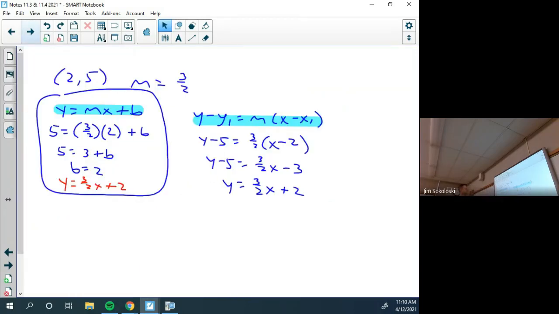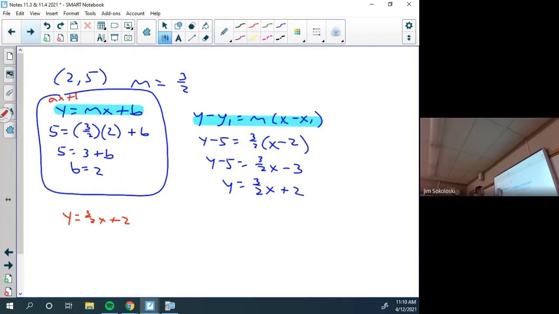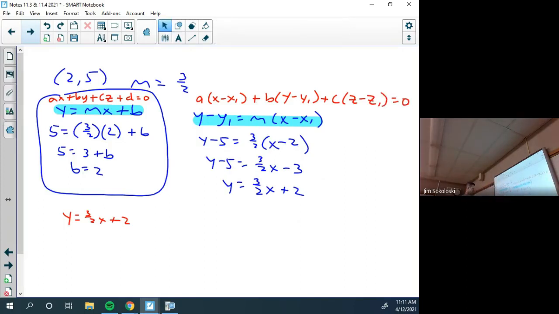All right, so let's say I give you the point (2, 5) and the slope 3/2. You have two options on what you're going to do here. You're either going to do y = mx + b form, which I compare to ax + by + cz + d = 0, or you're going to use this second one, which I compare to the formula a(x - x1) + b(y - y1) + c(z - z1) = 0. These are my comparisons. Both of them work. Mr. Noble is more of the left side. Mr. Fossey is more of the right side.